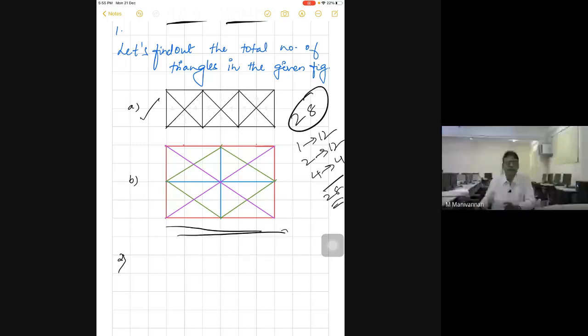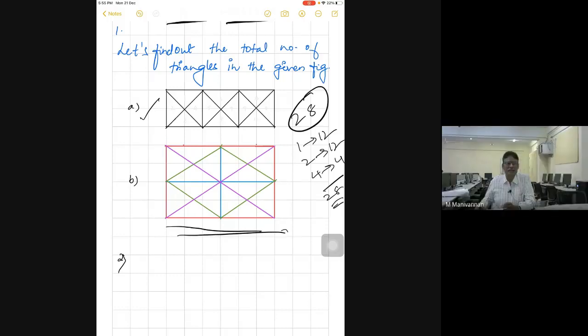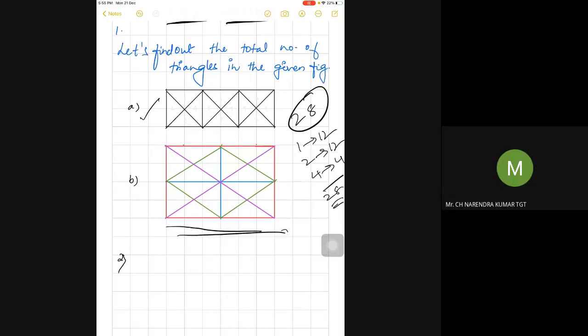Is there anybody with the answer for the second question? 40. Pardon, sir? Second one, good question, madam. Good. Is it 40? No, more than 40. Again you are missing. 28 plus what, sir? 1, 2, 3, 4, 5, 6. Another 4. It is 44, sir. 44. Yes, 44. Yes, ma'am. It is 44. 44 is the right answer.